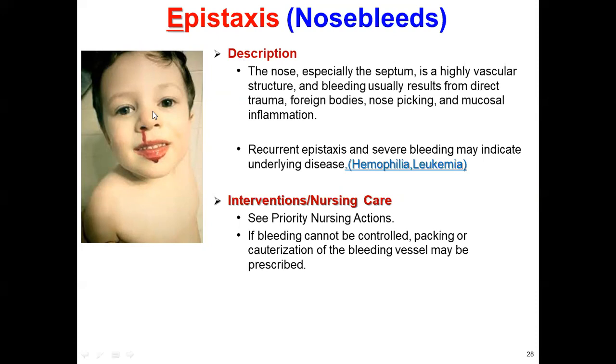Sometimes we apply pressure over the nose or pack cotton or tissue into the side of the nose to stop bleeding. And sometimes we apply ice across the bridge of the nose.